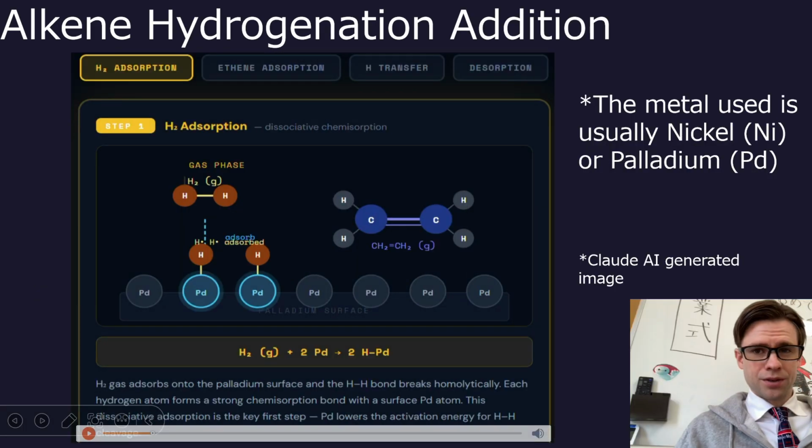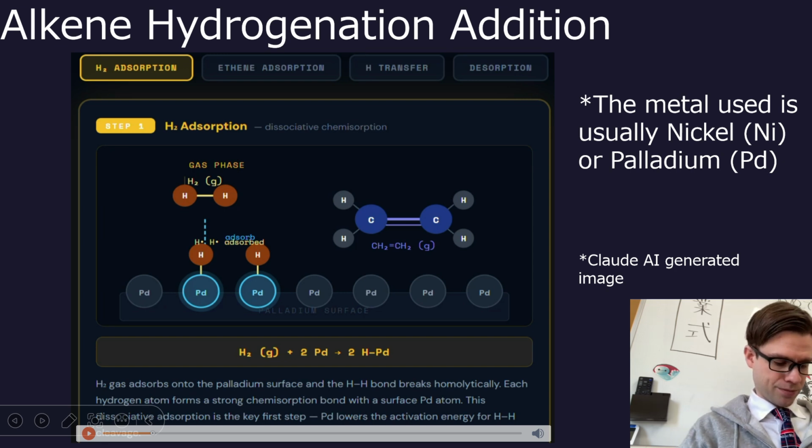Okay, now there are many other things we can add to alkenes. We can just add hydrogens, like H2 gas. It's very difficult to do just by mixing the two gases together, but if we have a special surface, like a metal catalyst, transition metals like nickel or palladium, it works. I'll show you a little animation here.